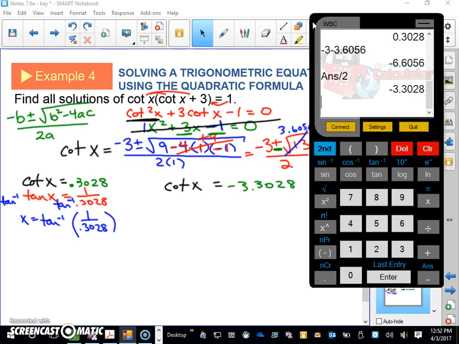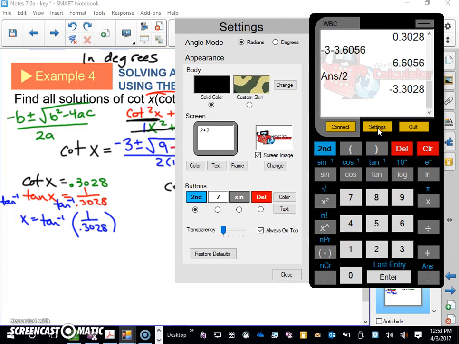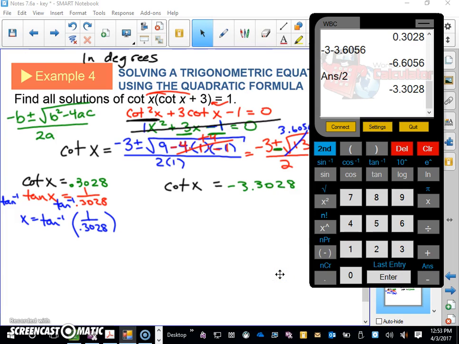So we would type that in. Now, for some reason, this problem doesn't tell you whether to use degrees or radians. Usually what that means is it's going to be in radians, but I want to make this problem a little bit easier for you to understand. So let's just assume that this is in degrees. I think you'll understand it a little bit better if we're in degrees. So let's make sure my calculator is in degree mode. And we're going to do an inverse tangent of 1 over 0.3028.